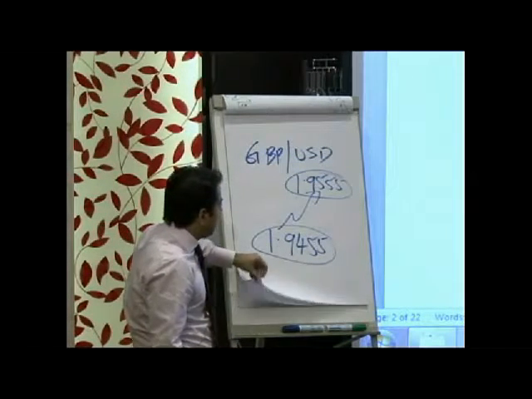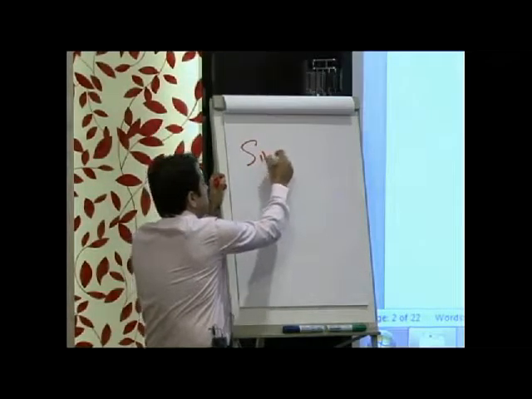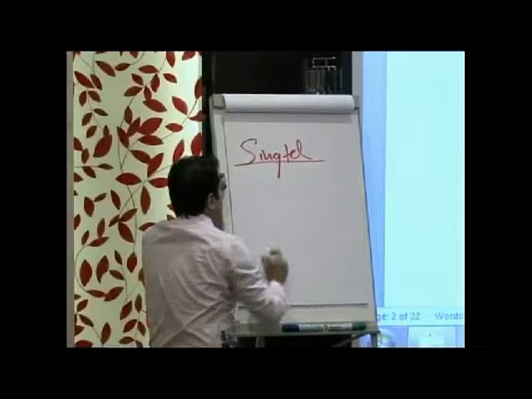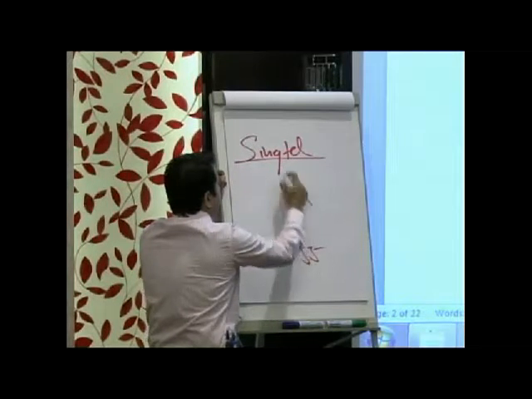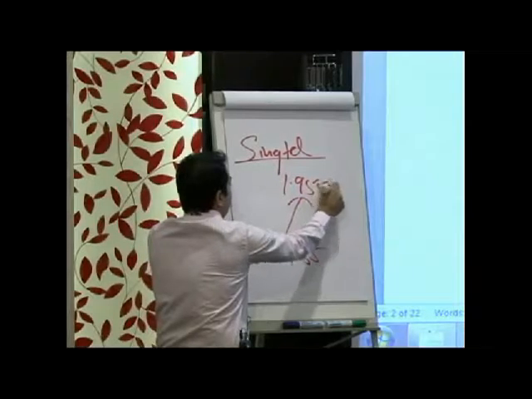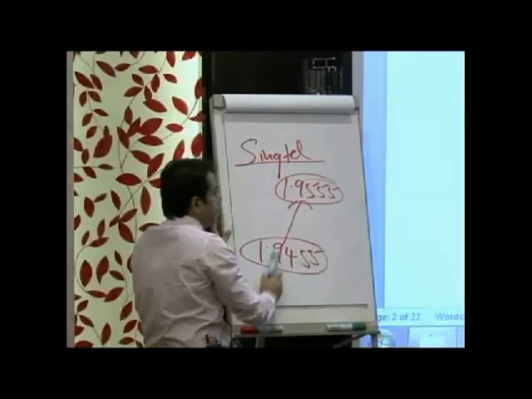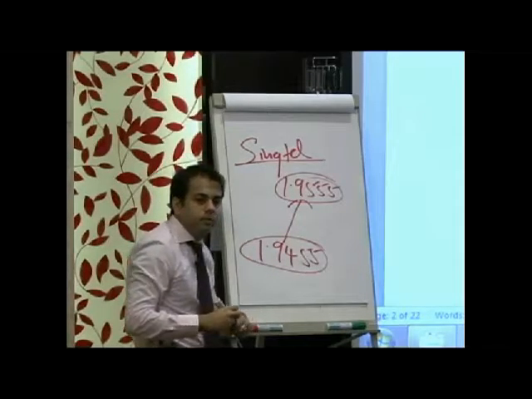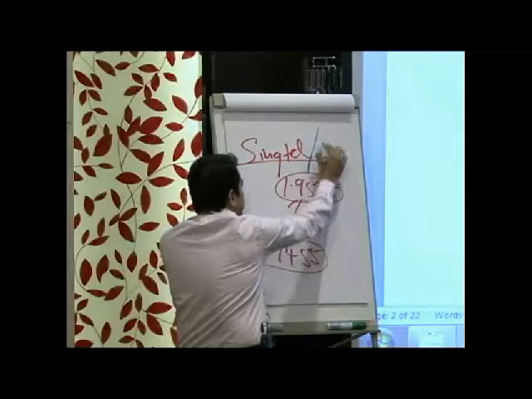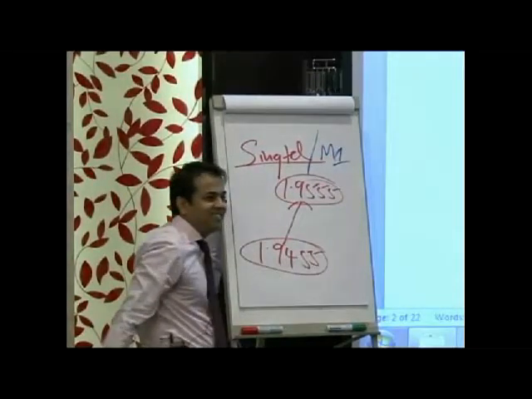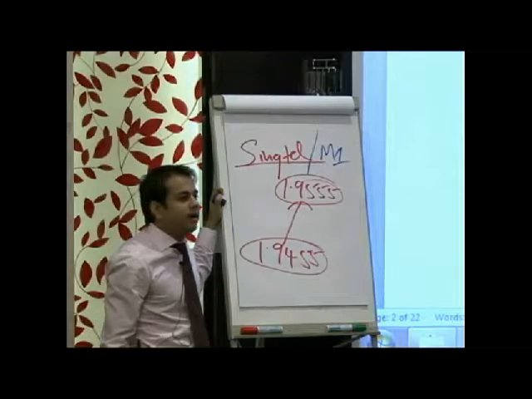Why is that? Because if you look at shares, for example, Singtel. If the share price is 1.9455, and if it goes up to 1.9555, we know that the price of Singtel is going up, correct? Now you'll never see Singtel / M1, correct? So shares is pretty straightforward, am I right?